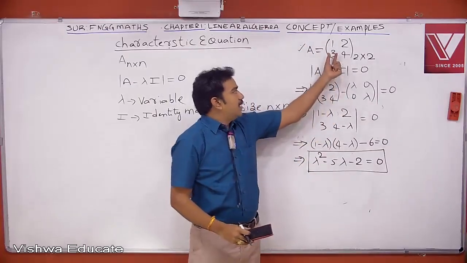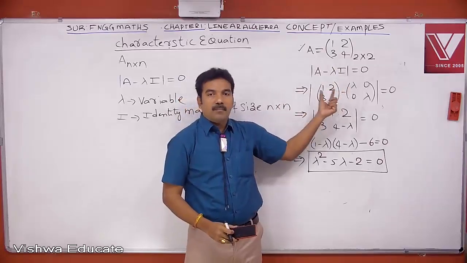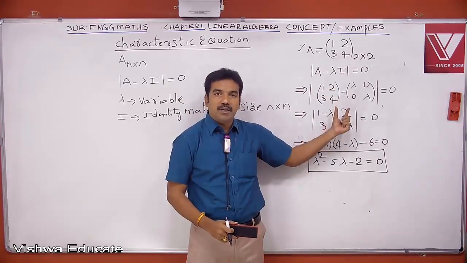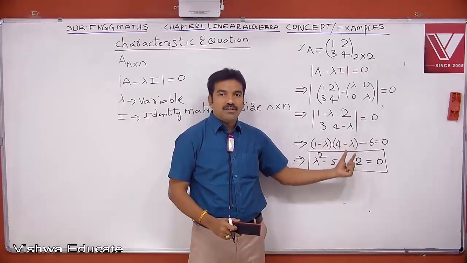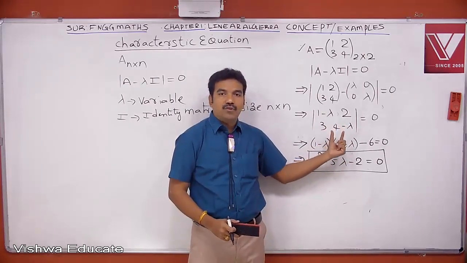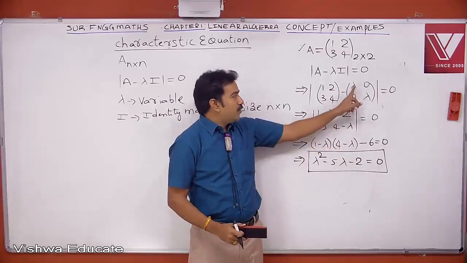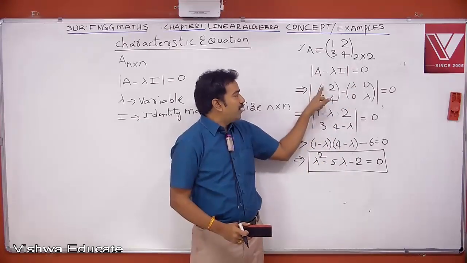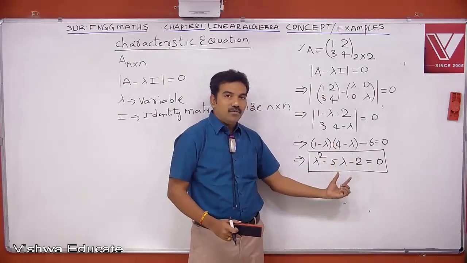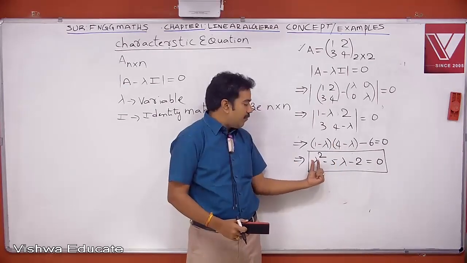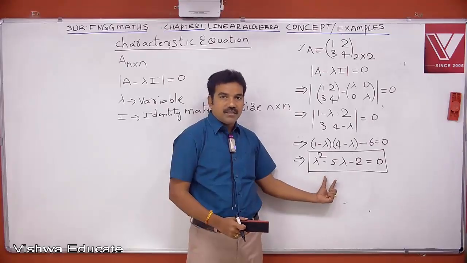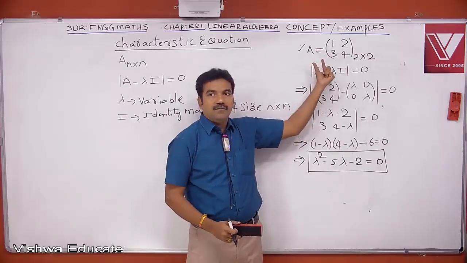So just take the example 1, 2, 3, 4. Apply the definition of characteristic equation, det of A minus lambda I equal to 0. Do the normal simplification. In this case, this is simply a determinant of a 2 by 2 matrix. So that means we are subtracting lambda only from diagonal elements 1 and 4. And simplify the det value, we get an equation, that is lambda square minus 5 lambda minus 2 equal to 0. Therefore, this is nothing but the characteristic equation of this matrix.